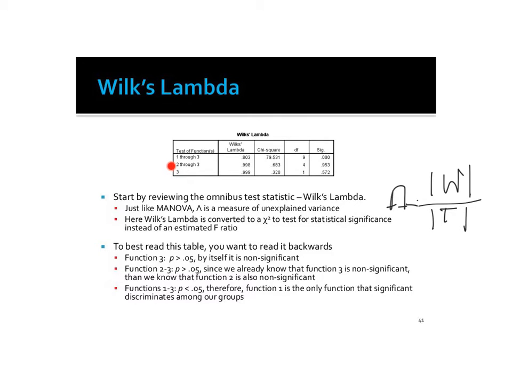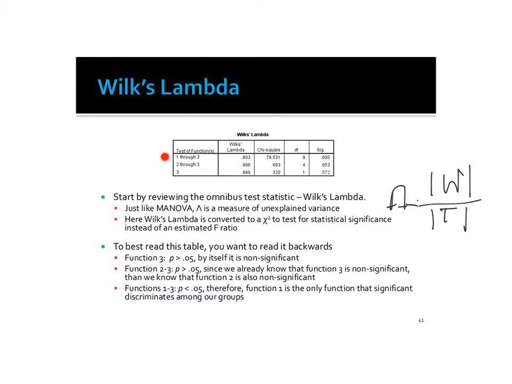Now I go up one layer, and this tells me function 2 and 3. And if I go across function 2, it's very high. That's just a lot of unexplained variance, and it's also non-significant. So it's saying when in combination, functions 2 and 3 do not explain differences between my groups very well, or do not predict differences between my groups.